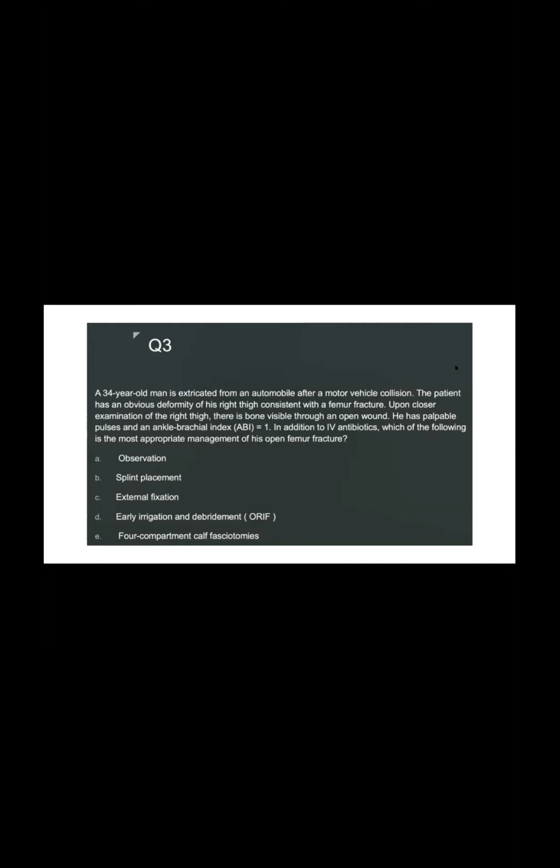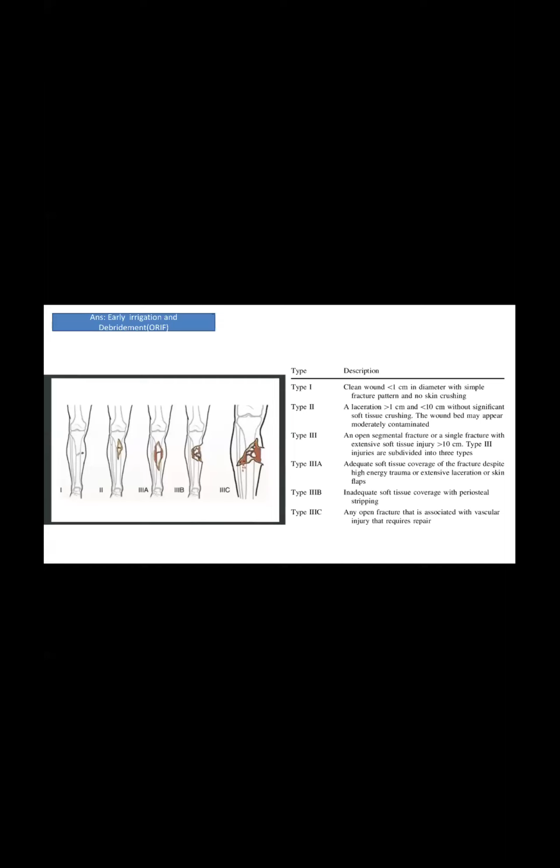Excellent, Dr. Saba, done that way. We have to remember the description. Type 1 is a clean wound less than 1 centimeter in diameter with a simple fracture pattern. Type 2 fracture is more than 1 centimeter, less than 10 centimeters, without significant soft tissue crushing. The third type is the open segmental fracture, with soft tissue injury more than 10 centimeters. Even MOH candidates are asked the variety. Just remember type 3 is an open fracture with soft tissue injury more than 10 centimeters.